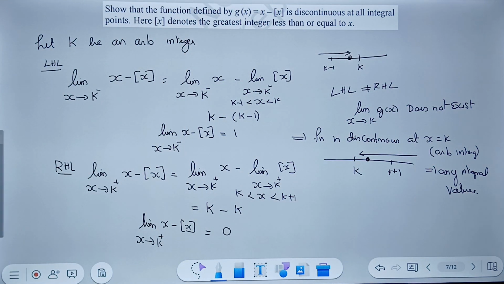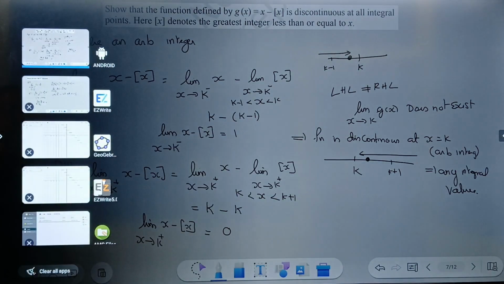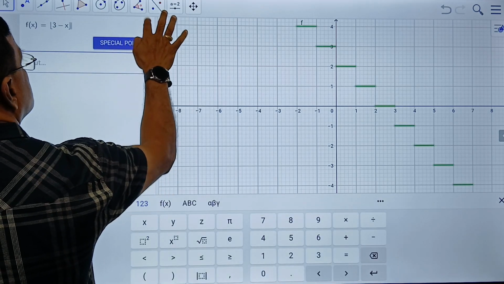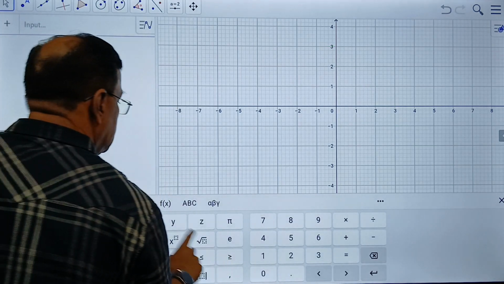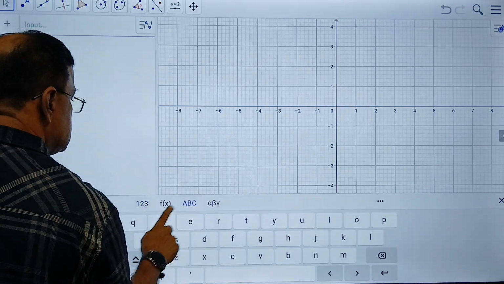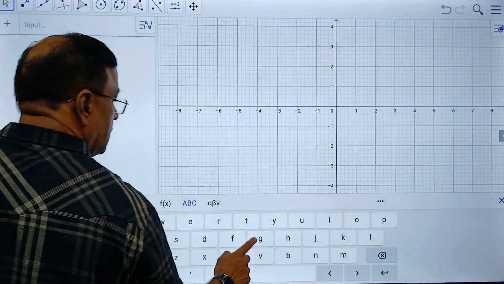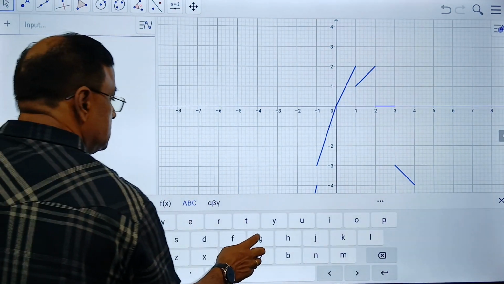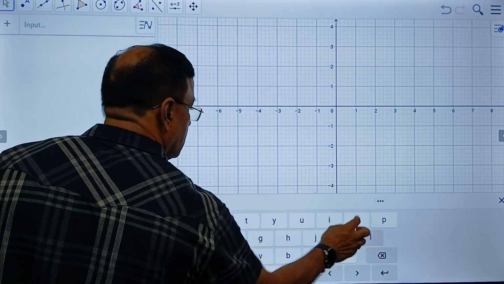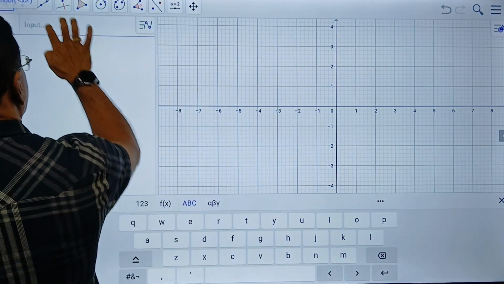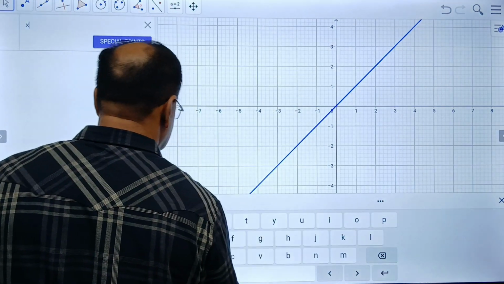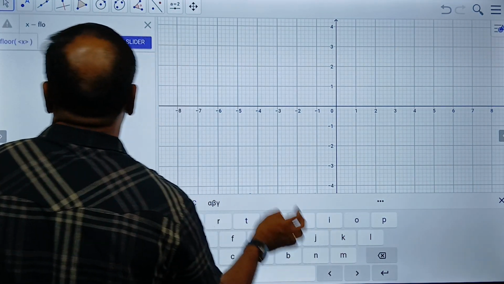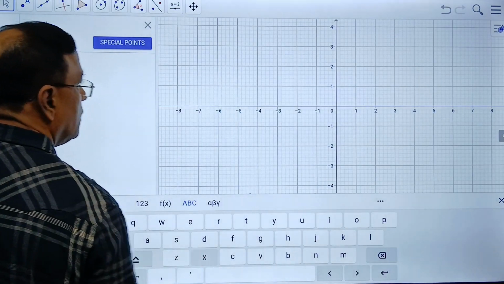Now let us have a look at how this graph will look. So it is actually x minus floor of x. One second, I will type it: x minus floor of x. You can see the graph.